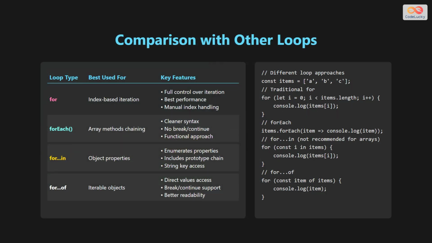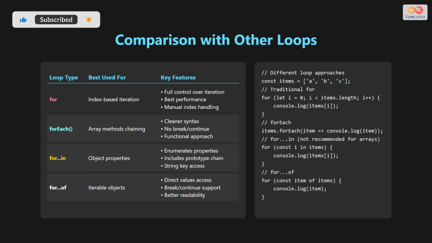Let's compare for...of with other loops. The traditional for loop is best used for index-based iteration. It gives you full control over iteration, provides the best performance, but requires manual index handling. The forEach loop is best used for array method chaining. It offers cleaner syntax but does not support break and continue statements. It follows a functional approach.